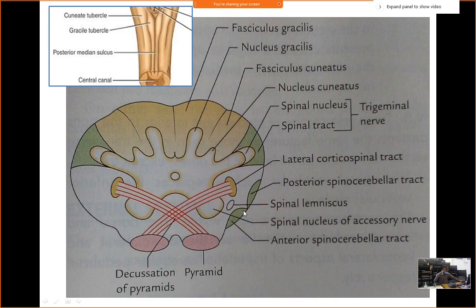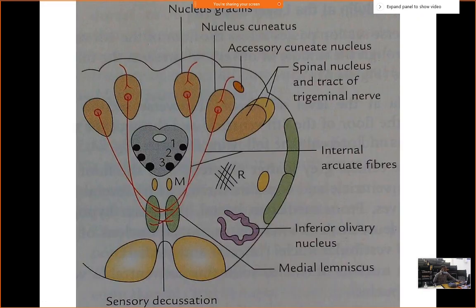Then another tract: ventrally, this is our anterior or ventral spinocerebellar tract. Dorsally, this is the posterior or dorsal spinocerebellar tract. So this is at the level of the pyramidal decussation. Now at the level of the sensory decussation, that means at the level of the cuneate nucleus, what will happen? The central gray matter is present very nicely.